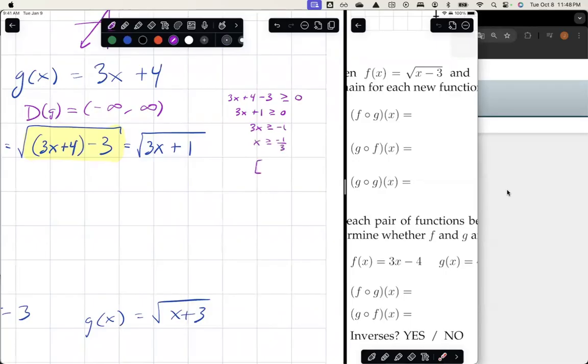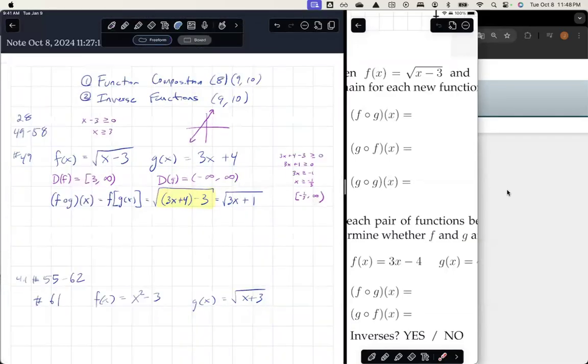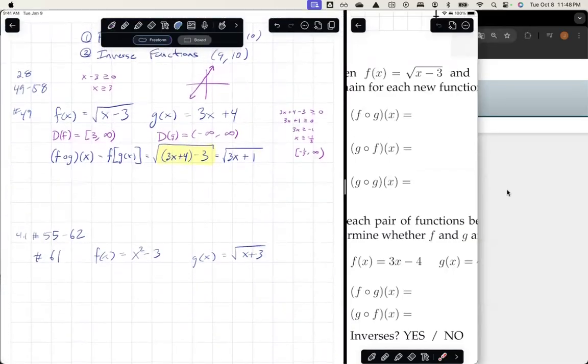And that gives us the numbers from -1/3 to infinity. Okay. There is the domain of my composite function. And I could graph this. Maybe we'll graph it afterwards to see the function. And we'll see that that is its domain.